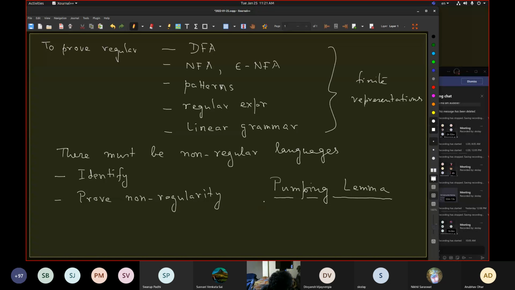This will essentially prove non-regularity, not regularity. This is for proving non-regularity only, not for proving otherwise, to prove that certain languages are regular. For that, we will not use pumping lemma. So PL is the pumping lemma. And it essentially leads to a proof by contradiction.